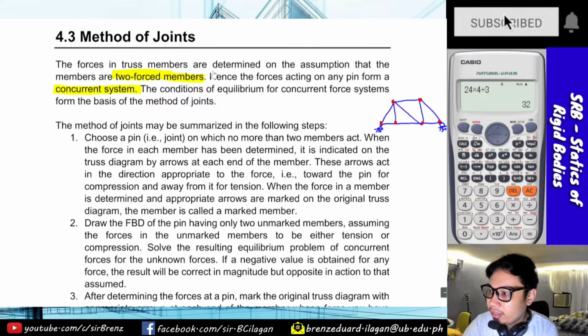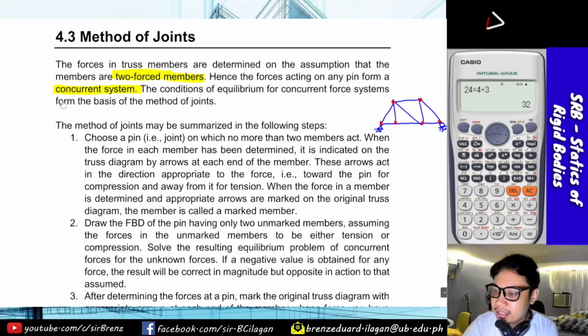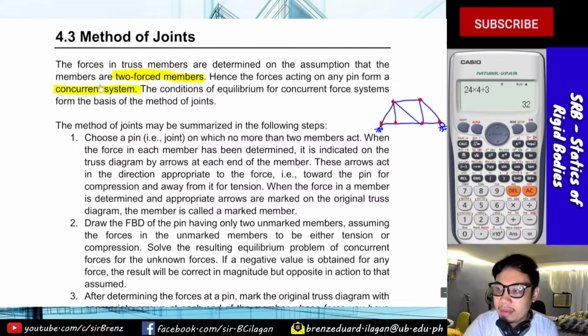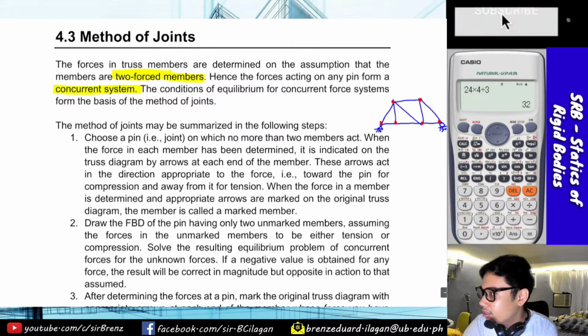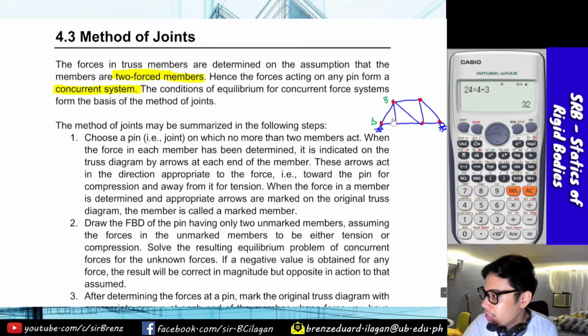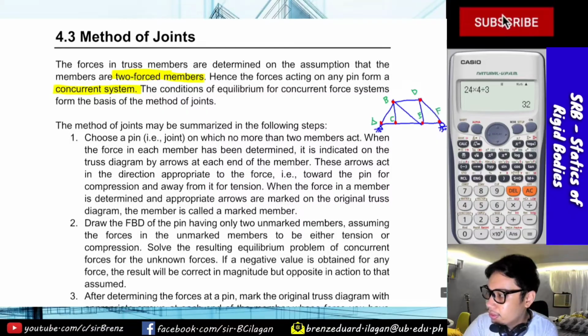So, ang sabi dito, two-force member daw. Ang assumption natin sa bawat joint is two-force member siya. So, bakit? Kasi nga, ang method of analysis natin dito is yung sa topic na concurrent system. So, they will meet at a common point. So, for example, eto. Pangalanan natin is A, B, C, D, E, and F.